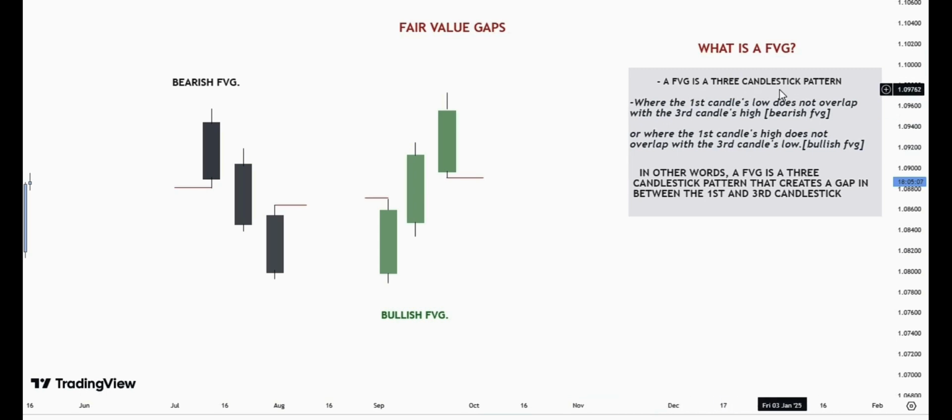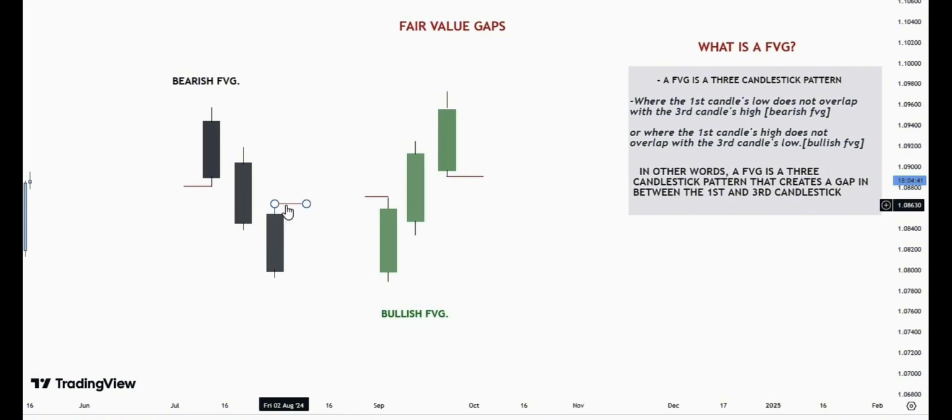A fair value gap is a three candlestick pattern where the first candle's low does not overlap with the third candle's high, which is a bearish fair value gap. What does this mean? The first candle's low, which is this low right here, does not overlap with this third candle's high, which is this high. It's not overlapping. There's a gap in between, which is a bearish fair value gap.